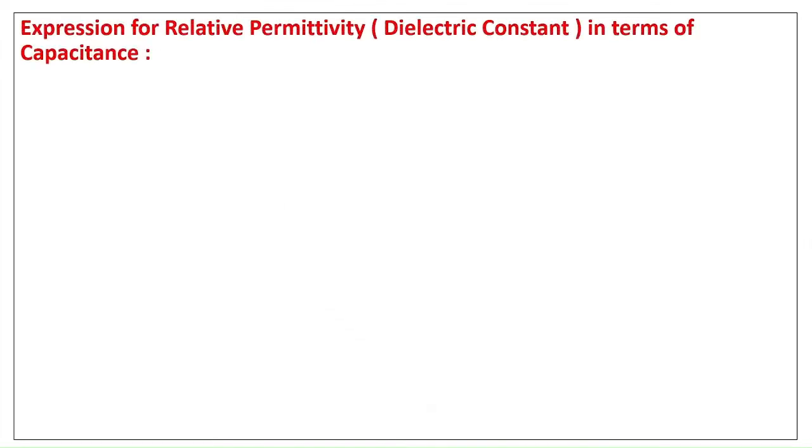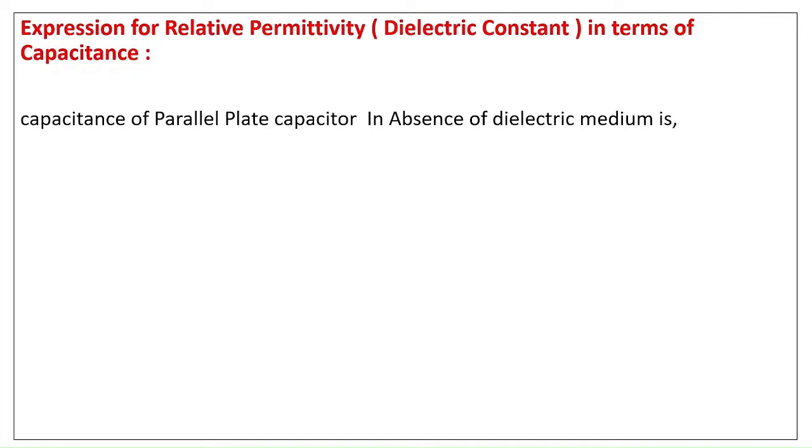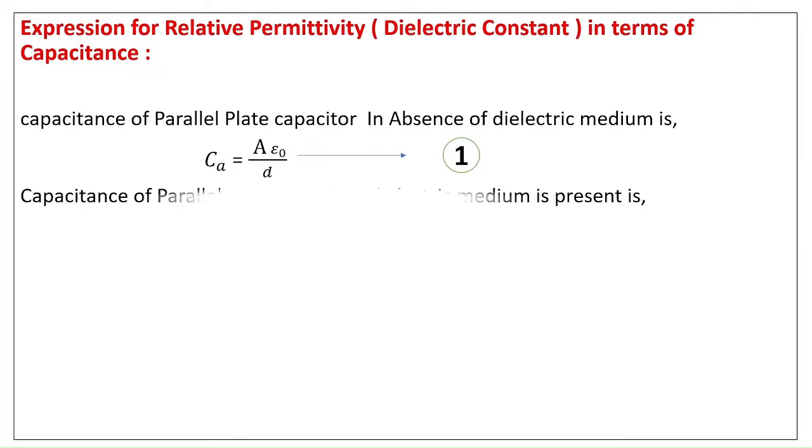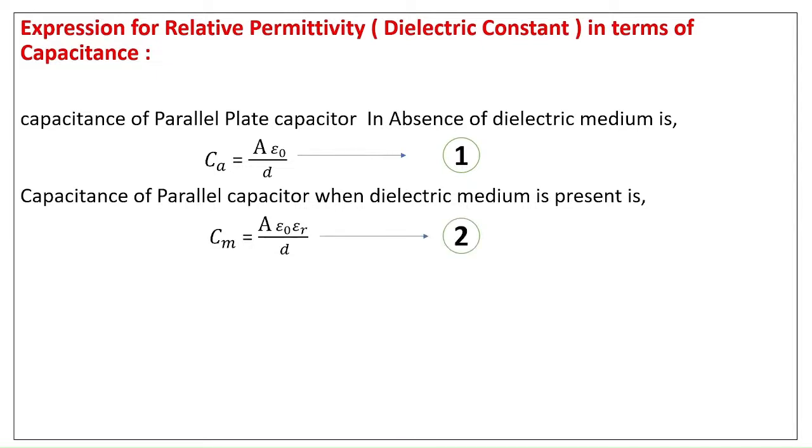Next, expression for relative permittivity, or dielectric constant, in terms of capacitance. Capacitance of a parallel plate capacitor in the absence of a dielectric medium is Ca is equal to A epsilon naught by D. Mark as equation 1. Similarly, capacitance of a parallel plate capacitor when a dielectric medium is present is Cm is equal to A epsilon naught epsilon R by D. Mark as equation 2.